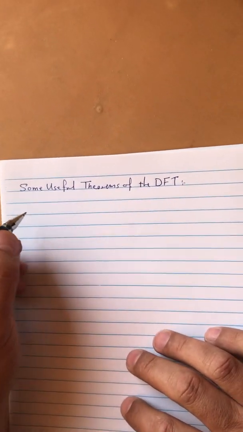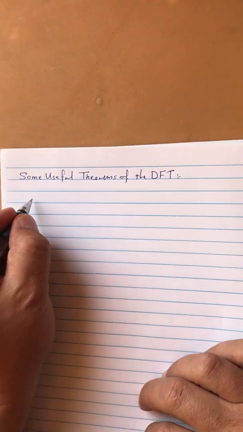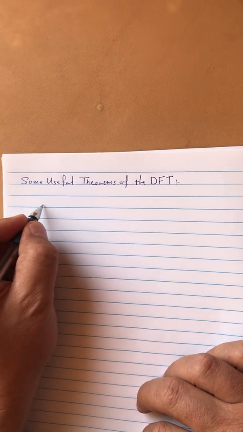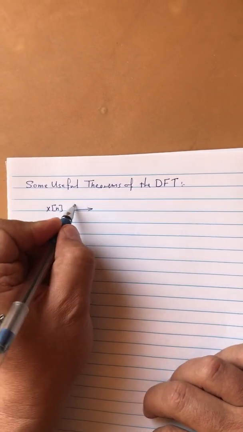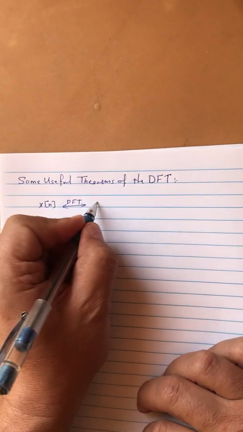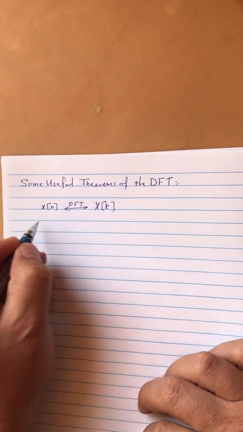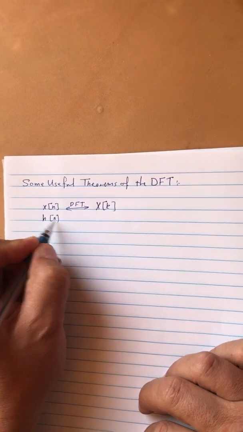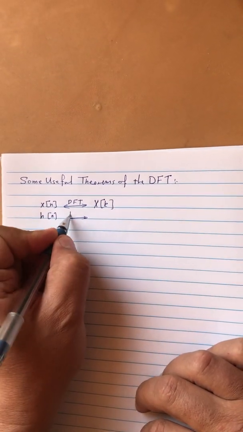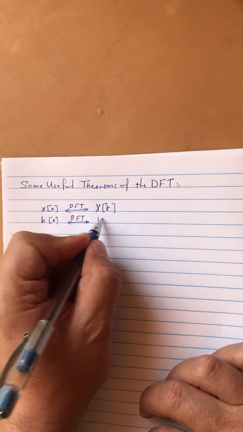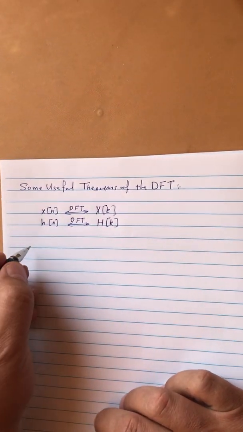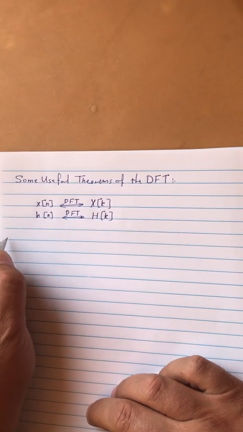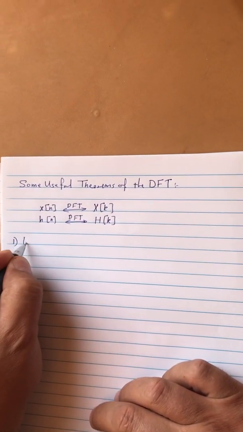Okay, so to start our discussion, let's take the two examples, x of n, which has the DFT of x of k, and h of n, which has the DFT of h of k. So basically we have those two. Now we'll start with the theorems. Theorem number one is linearity.